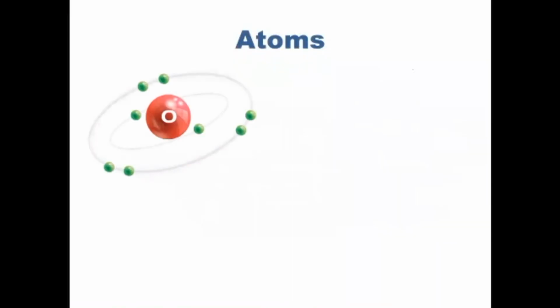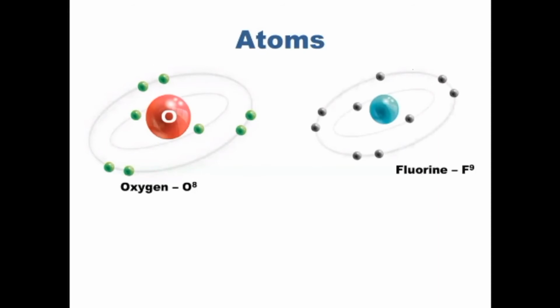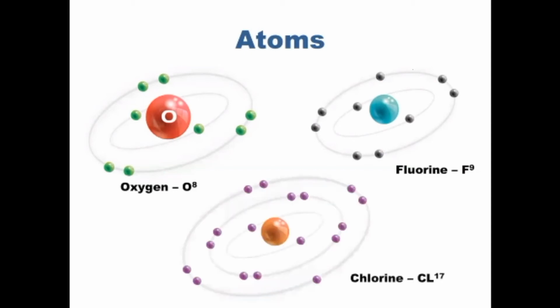Atoms are single units. Here is an oxygen atom. It has 8 electrons, so it has 4 pairs of electrons. It's a very stable atom. This is a fluoride atom. As you can see, whatever its signature is, the number is how many electrons it has orbiting around the nucleus in the center.